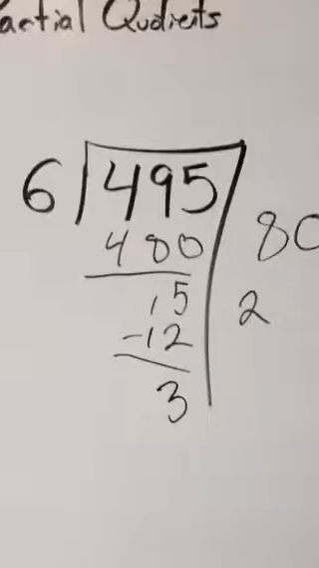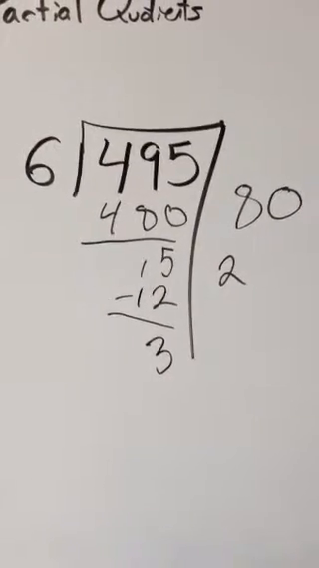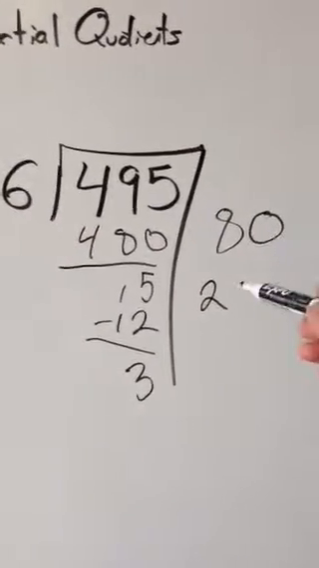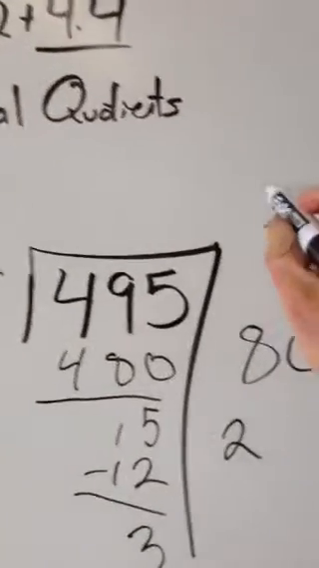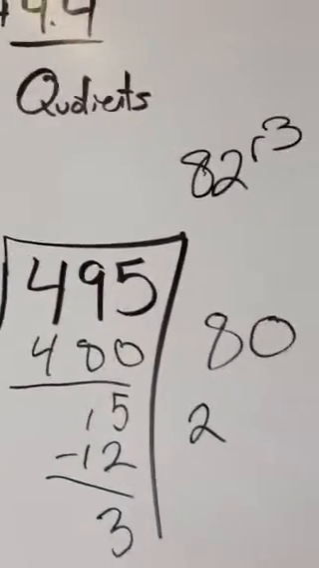Can you do any more 6s out of that 3? Nope, you can't. And so that means we are finished. Our answer to this problem is going to be a total of 82 with a remainder of 3. You can write it wherever you'd like: 82 with a remainder of 3.